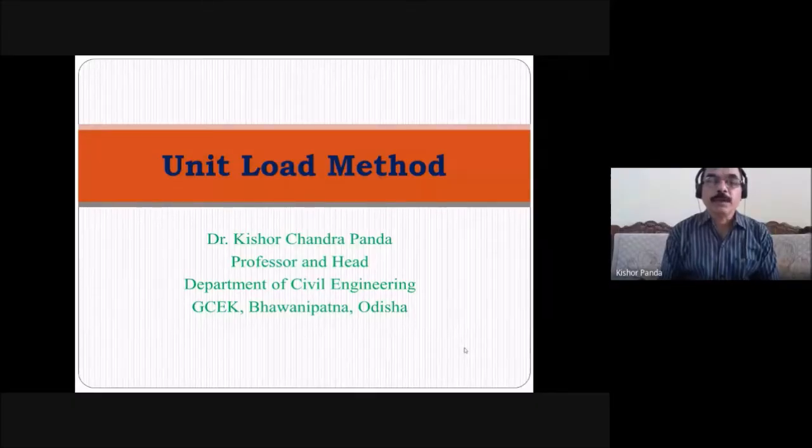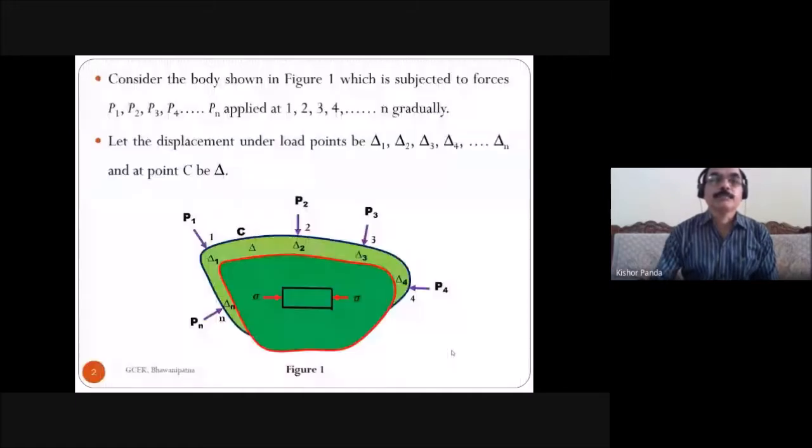Today I am going to present how to derive the expression for determination of deflection by unit load method. Consider the body shown in figure 1.